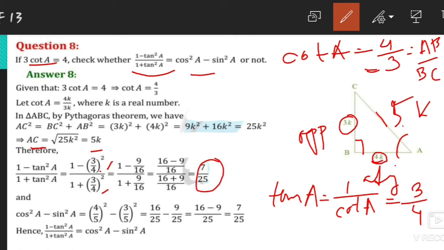Now for the right hand side, you need the values of cos square A and sin square A, that means cos A and sin A.